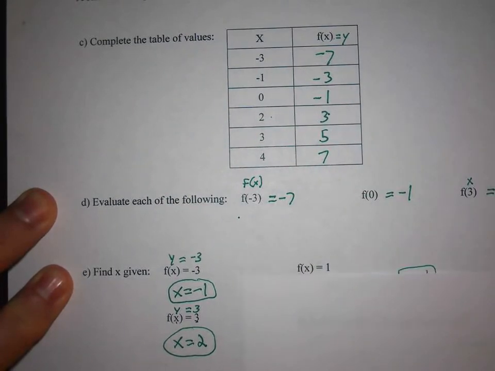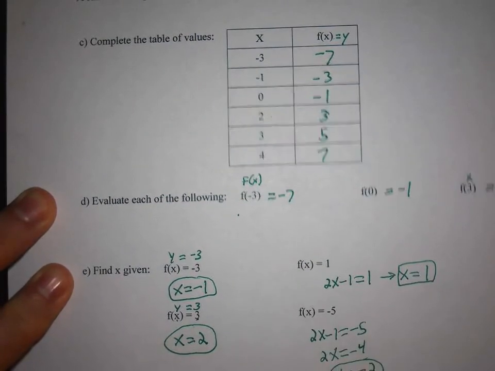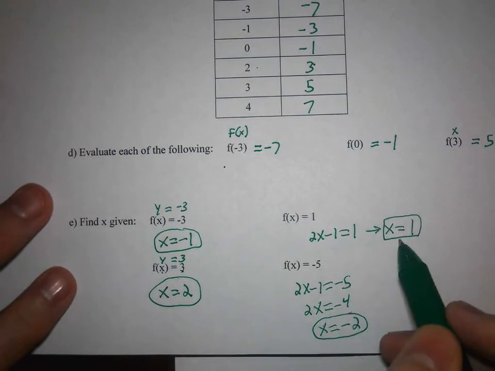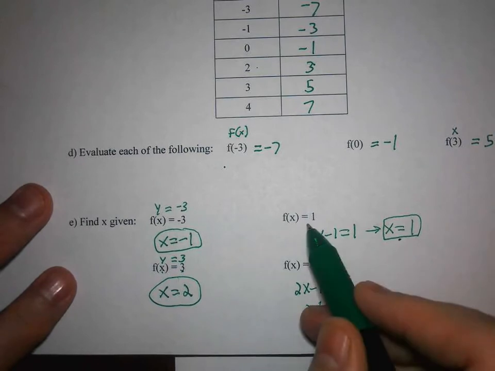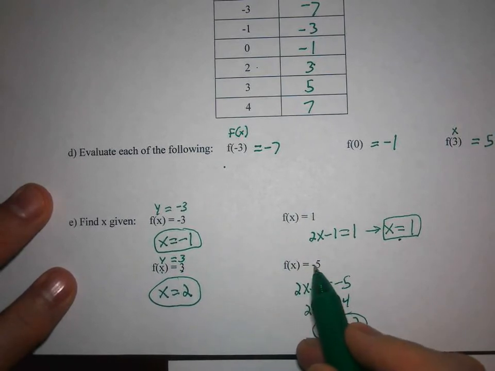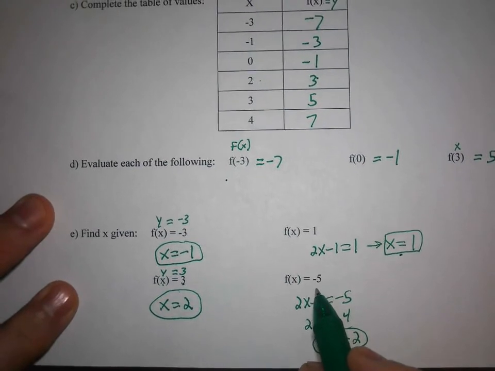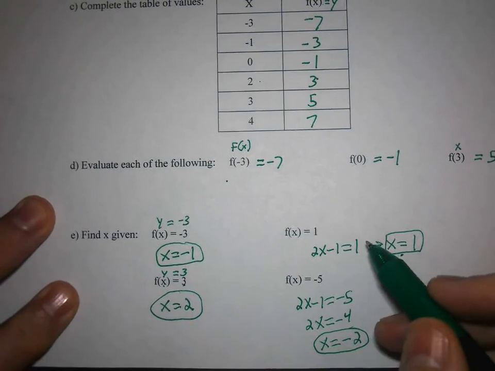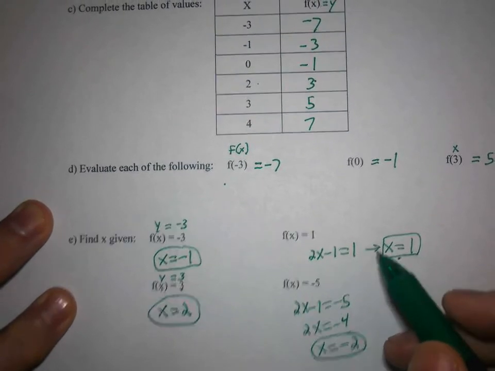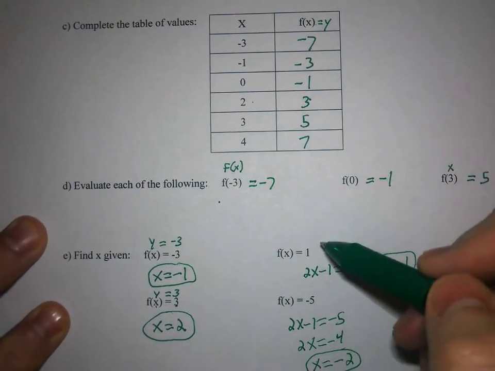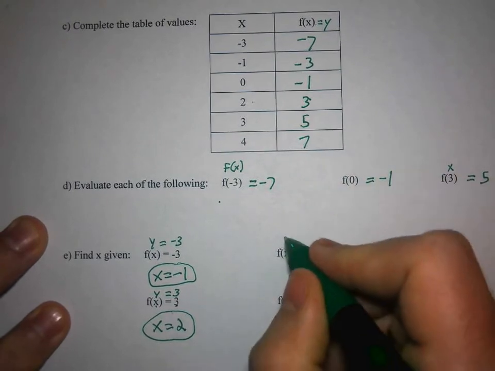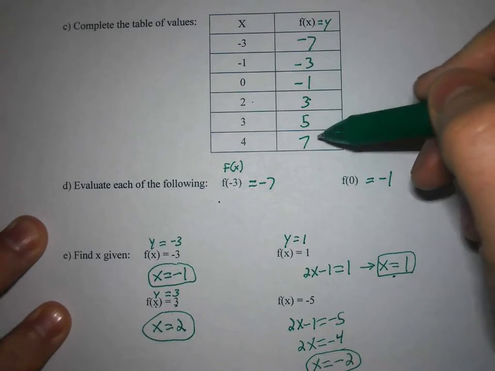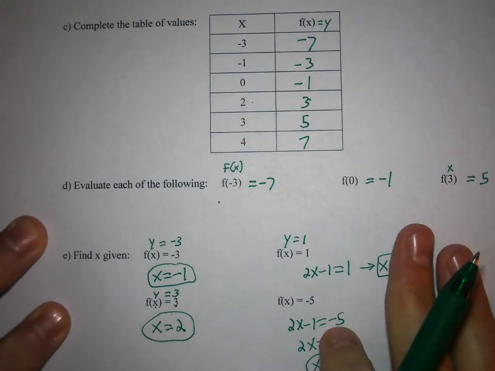Do the last couple here, and I'll show you the answers. We get 1 for f of x equals 1. And then f of x equals negative 5, we end up with x equals negative 2. Now those two are a little different because notice that f of x equals 1 means y equals 1. That does not show up in the table. But we have a graph and an equation we can use.